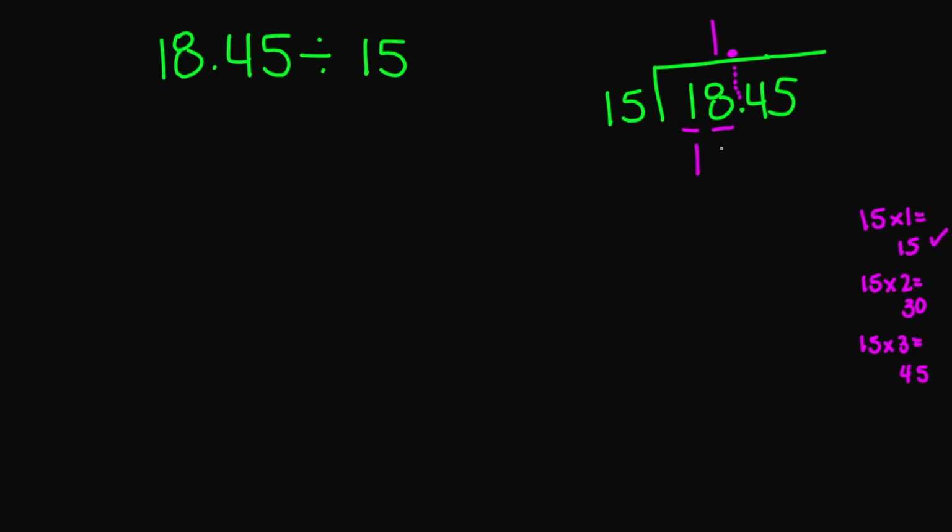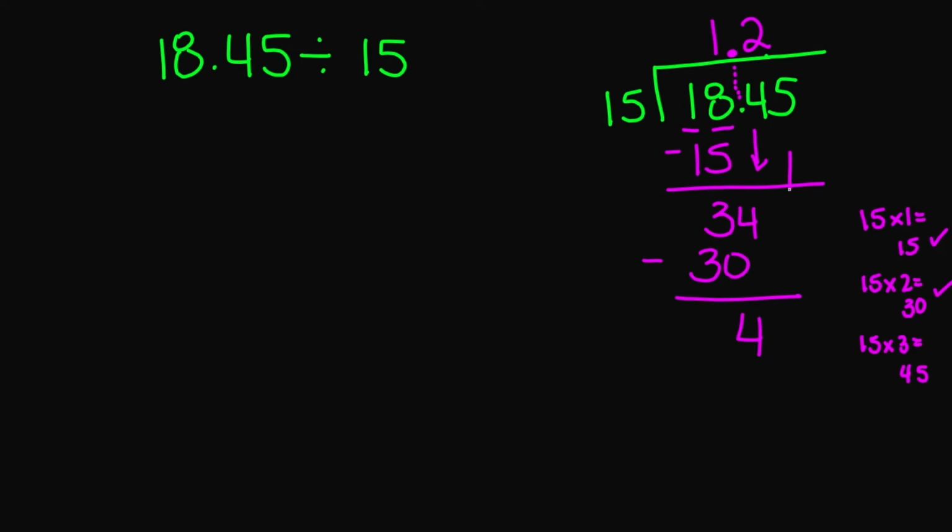15 times 1, we just said was 15. 18 minus 15 is going to give us 3. I'm going to bring down my 4. 15 goes into 34 how many times? 15 times 3 is too high. So the closest number I can use is 15 times 2. That's going to give us 30. So I'm going to write a 2 on top here. 15 times 2 is 30. 34 minus 30 is going to equal 4.